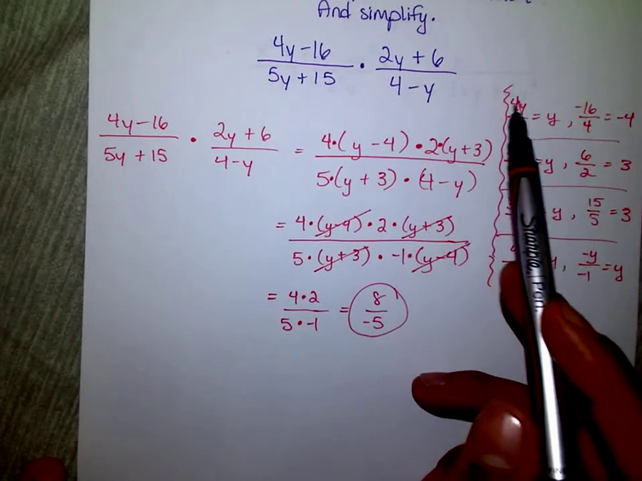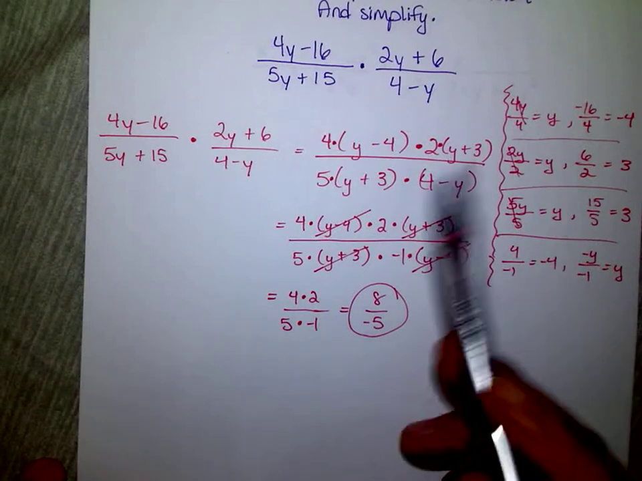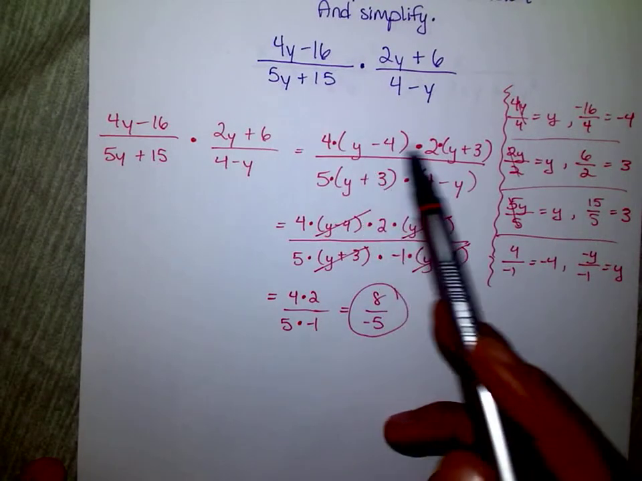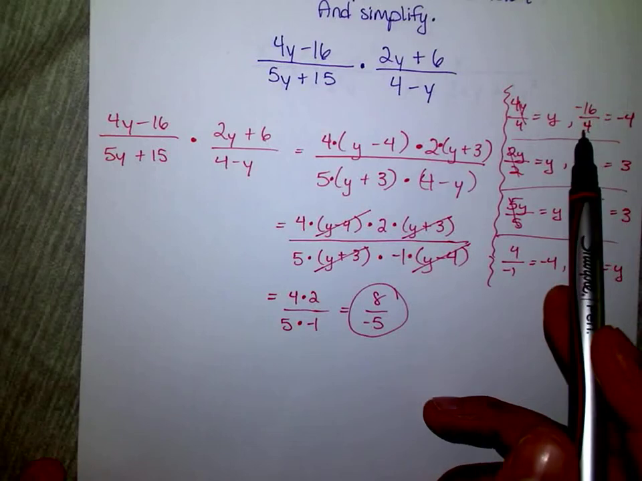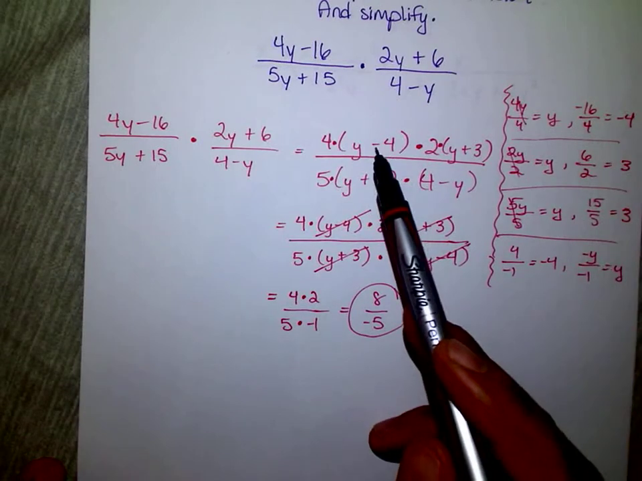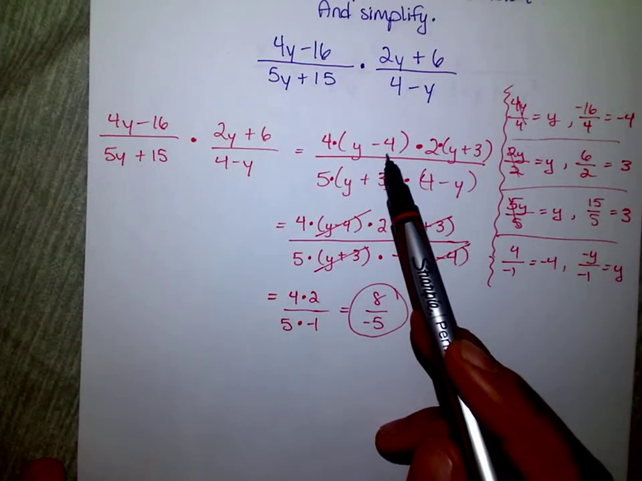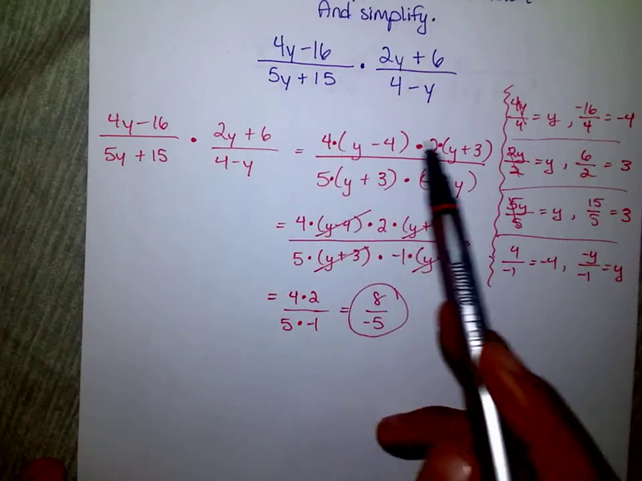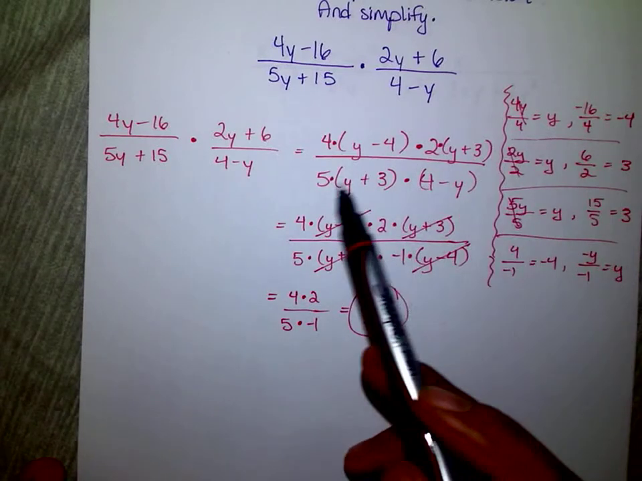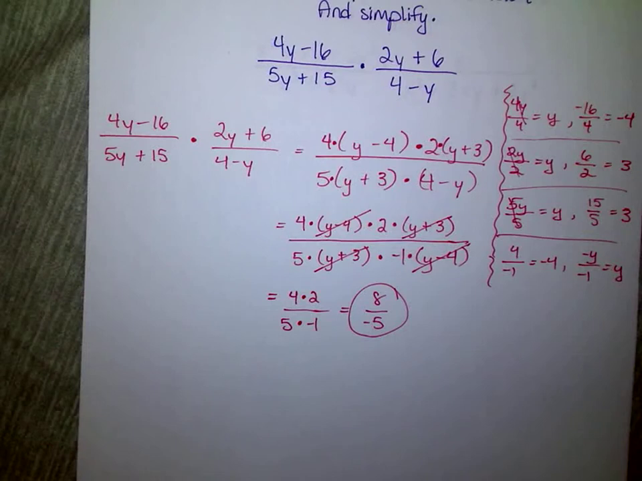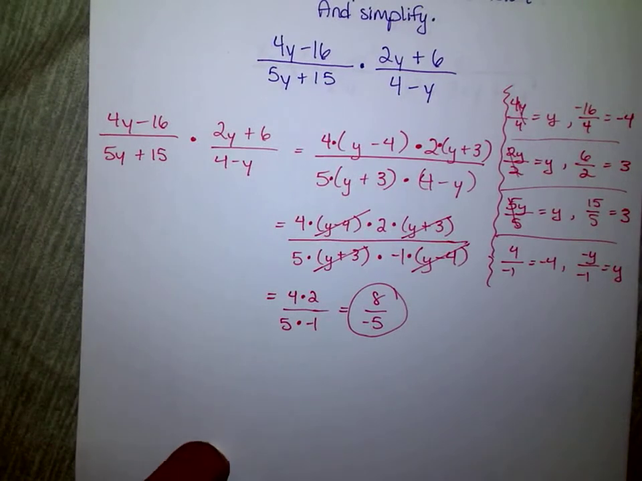So up here, I divided 4y divided by 4. That gave me y. That's where this y came from. And then I did negative 16 divided by 4. It gave me negative 4. And that's where that negative 4 came from right there. There's the 4 that I divided both of those by when I factored it out. Alright, let's go on to the next problem.